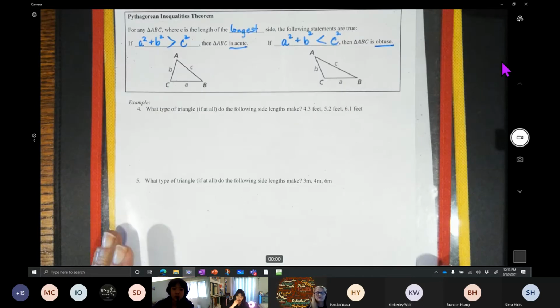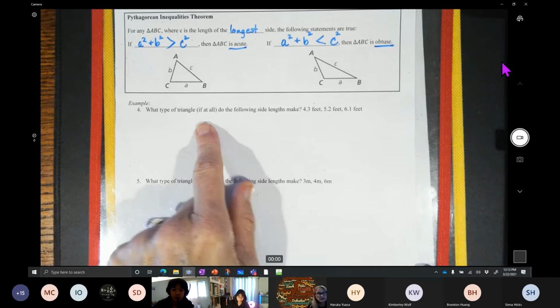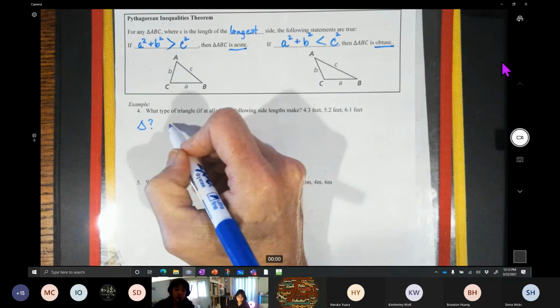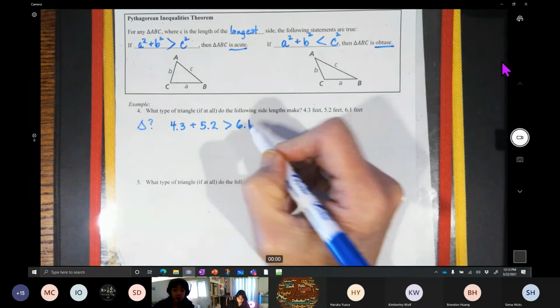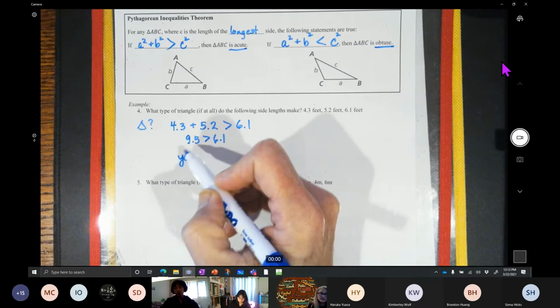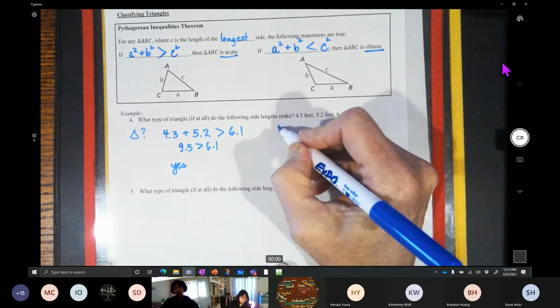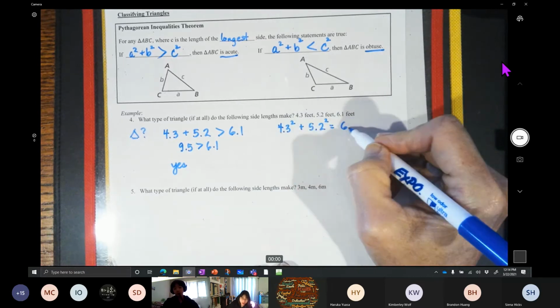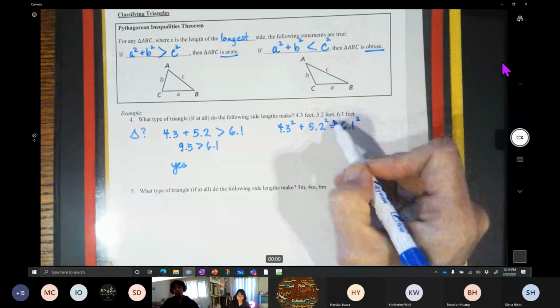So what type of triangle, if at all, do the following side lengths make? First thing you have to do is check and see if it's a triangle. Okay, so is this a triangle? Remember our theorem that said that the two shorter sides have to add up greater than the longest side? Well, clearly this is true. This is going to be 9.5 is greater than 6.1. So yes, it's a triangle. That means now we can try and see if this works. So 4.3 squared plus 5.2 squared equals 6.1 squared. And we're just going to see, is it equal?